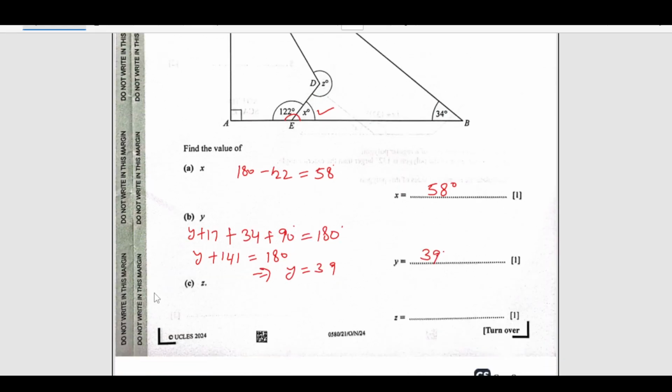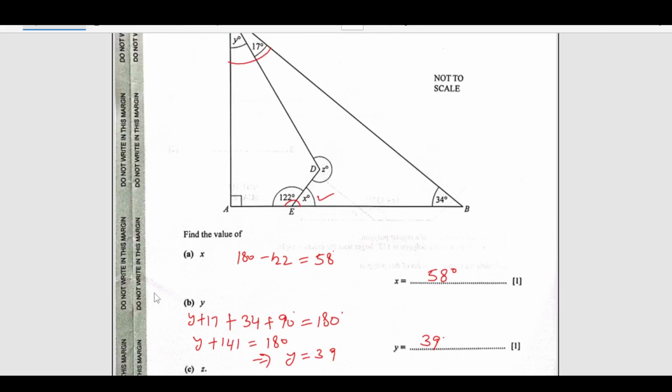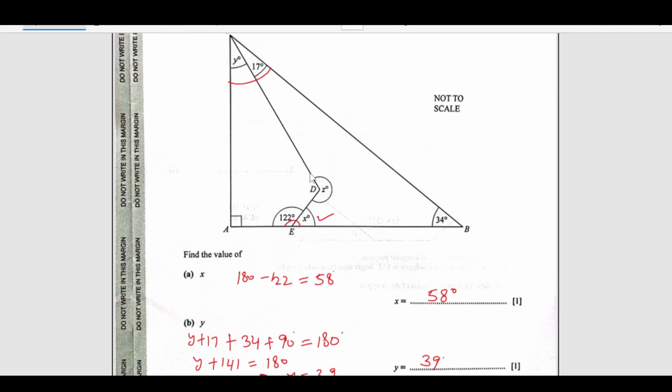Okay. Now z is here. If you see, z is here. Okay, so we can take this triangle. As you know that we have the value of x now. x is 58 here, right? So we have another quadrilateral here. You know, this one here.